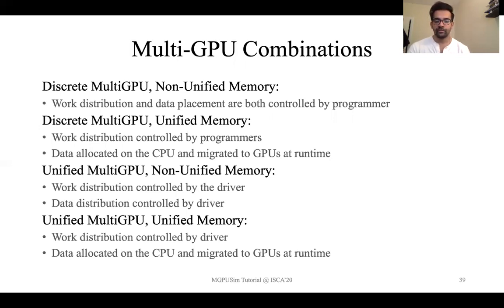And the fourth model is the unified multi-GPU with unified memory. Here, the work distribution is also controlled by the driver. At the same time, the data is not allocated across GPUs, but is allocated on the CPU and then migrated to GPUs at runtime. All of these provide different models that a user can configure to do his own research based on the platform that he's most interested in.